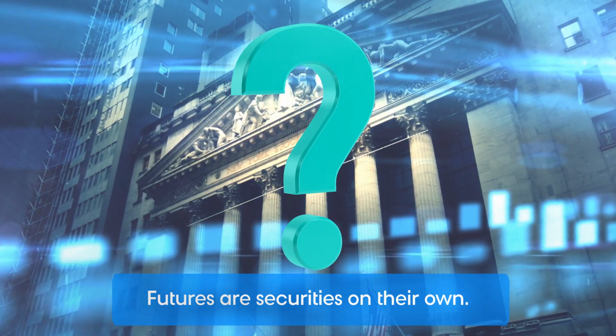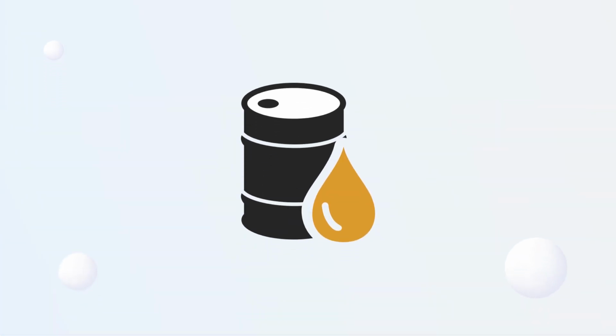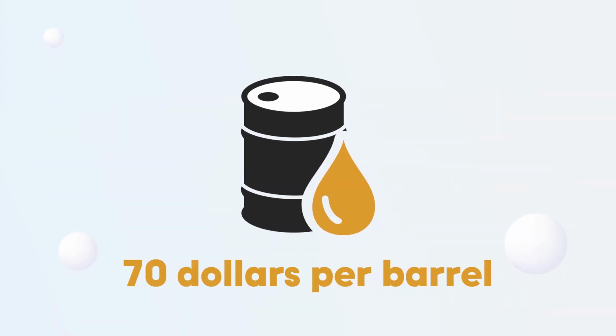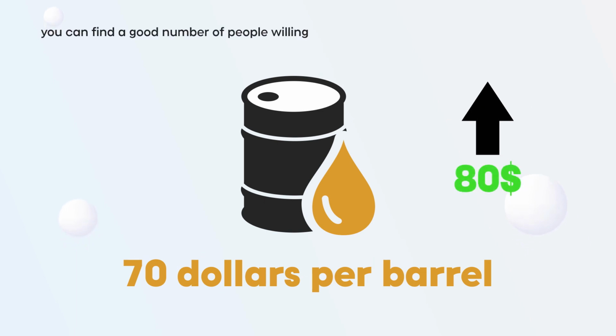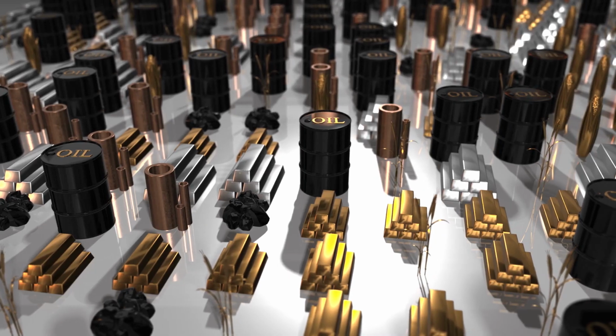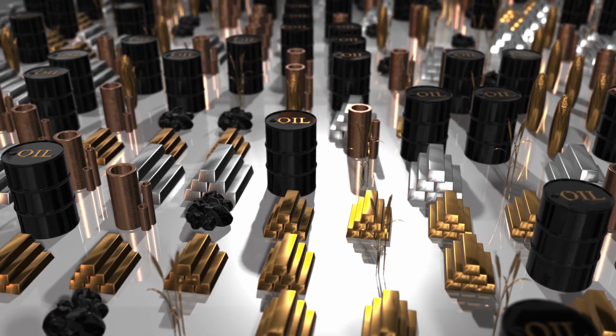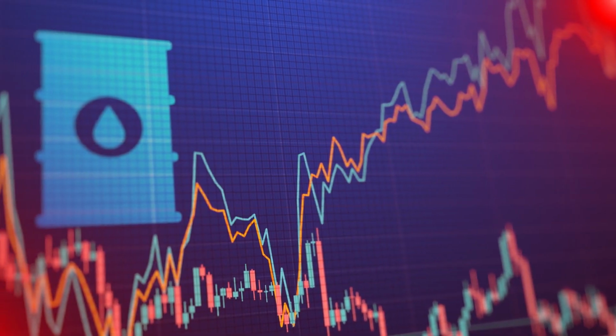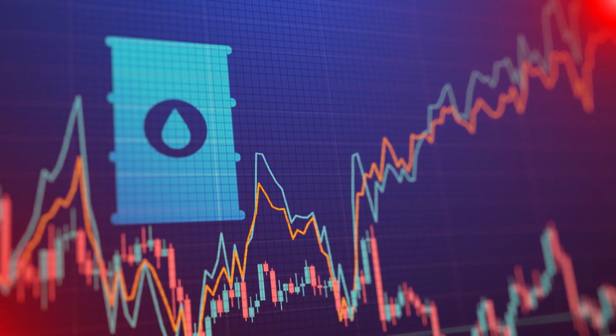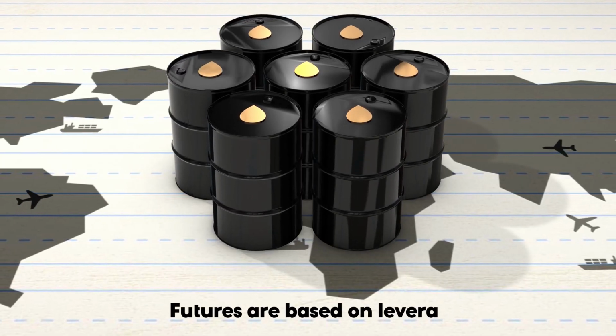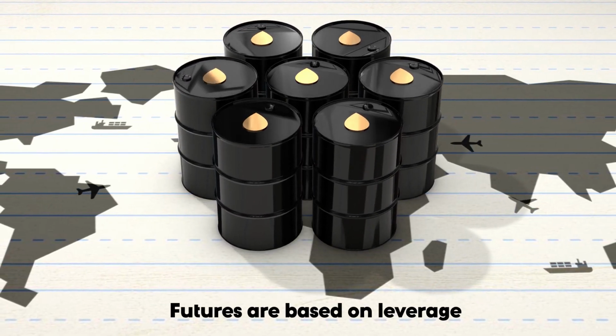How so? Imagine you bought some oil futures with a predetermined price of $70 per barrel. If the oil price goes up to $80, you can find a good number of people willing to buy your futures for a higher price than you've paid. That's why futures are considered a way of speculation on asset price, as long as the trade is closed before the expiration date.